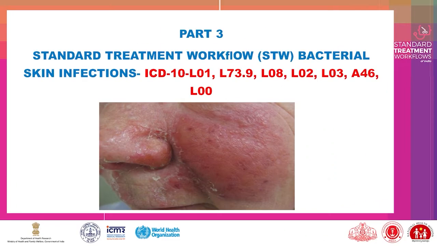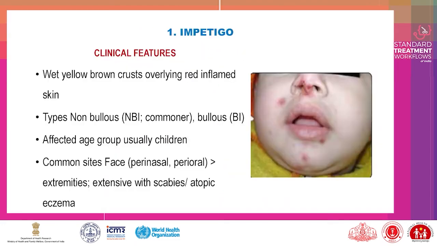Standard treatment workflow for bacterial skin infections. First one is impetigo. The clinical features are wet yellow brown crust overlying red inflamed skin. Types of impetigo: the commonest is non-bullous impetigo. Then there is bullous impetigo.